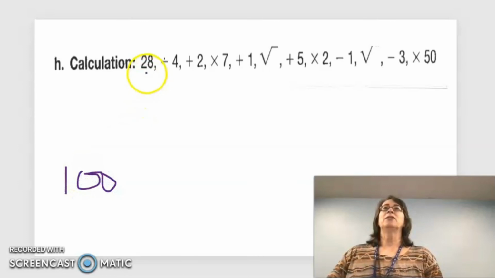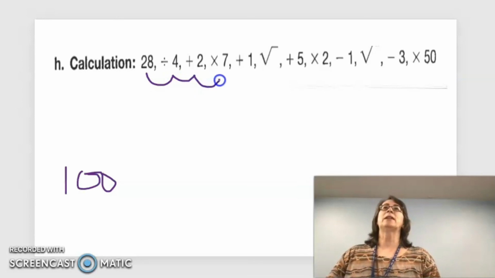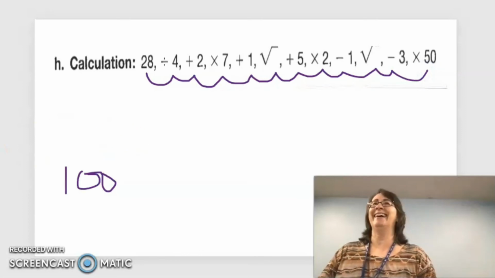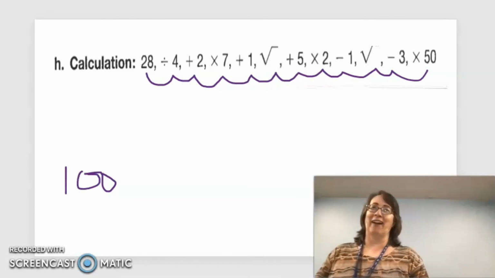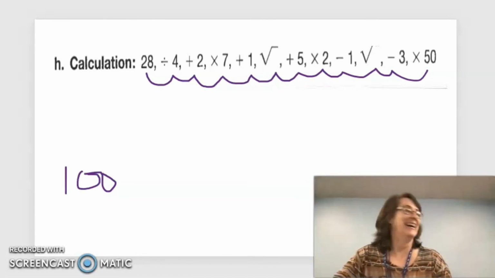Okay, ready? 28 divided by 4 is 7. Plus 2 is 9. Times 7 is 63, plus 1 is 64. Square root it, 8. Plus 5 is 13, times 2 is 26, minus 1 is 25. Square root it, 5. Minus 3 is 2, times 50 is 100. Oh, that was like an epic fail. I messed up on the square root.